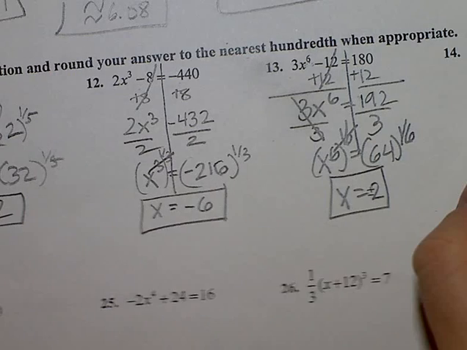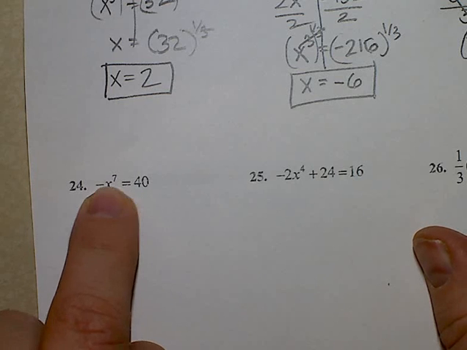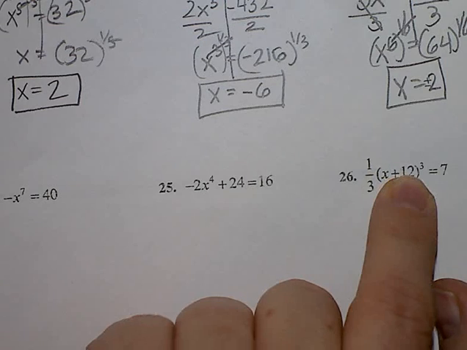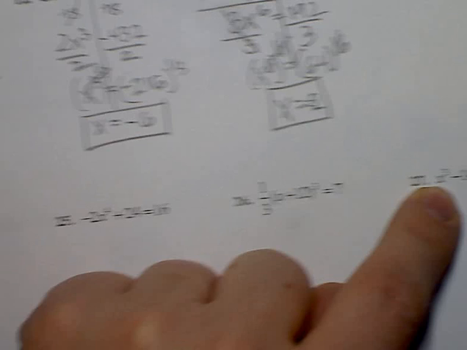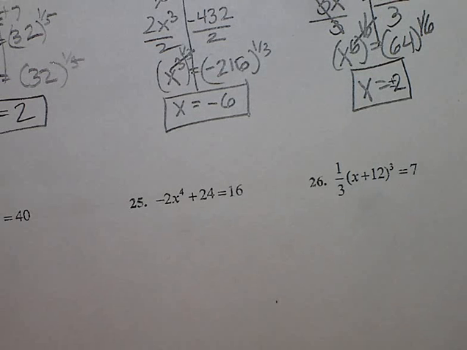So how many answers do you predict over here? 2. How many answers here? It's odd. 1. How many answers here? 2. 1. And last one is 1. Okay, with your partner right now, I'm going to give you 5 minutes. I want 14 through 27. Oh my gosh, I misnumbered these. Please get 14 and then 24 through 27 done. Go ahead.